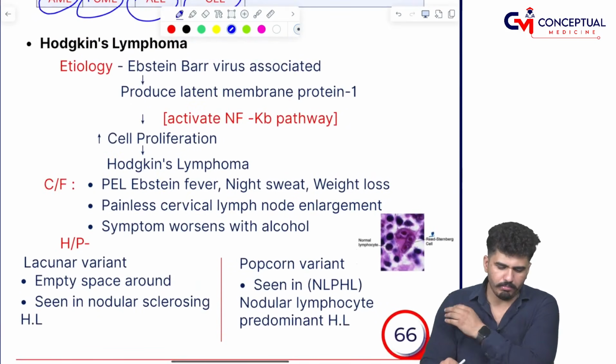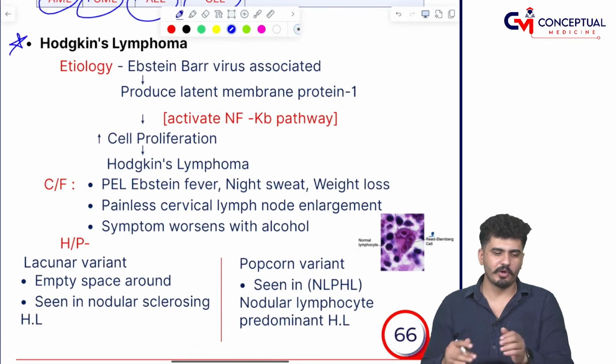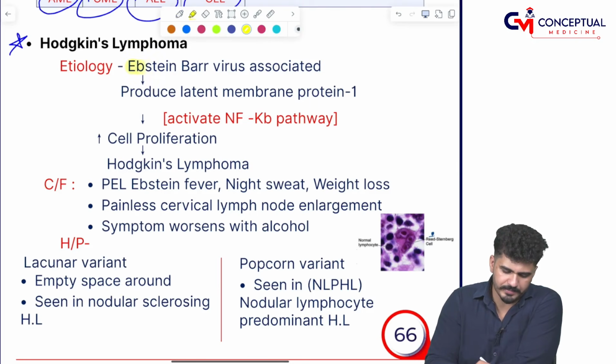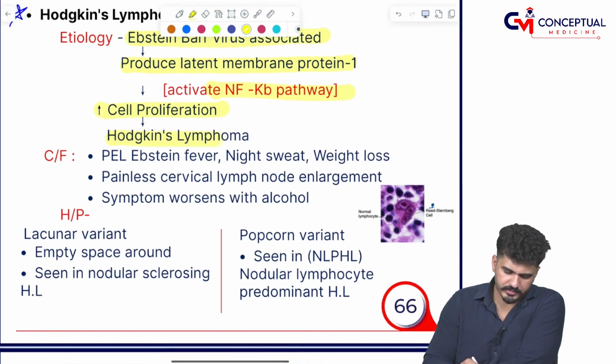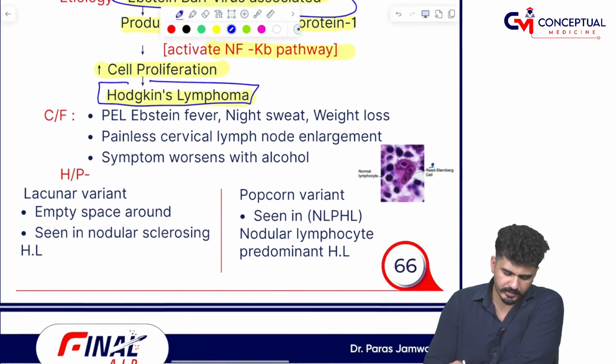Coming on to the next topic, Hodgkin's lymphoma. Pay very kind attention to this topic, my dear friends. Etiology of Hodgkin's lymphoma is Epstein-Barr virus. What they produce, this is just to remember, is latent membrane protein, which activates the NF-kB pathway. Proliferation increases, and Hodgkin's lymphoma happens. This is how it happens, but just remember, Hodgkin's lymphoma etiology is Epstein-Barr virus.